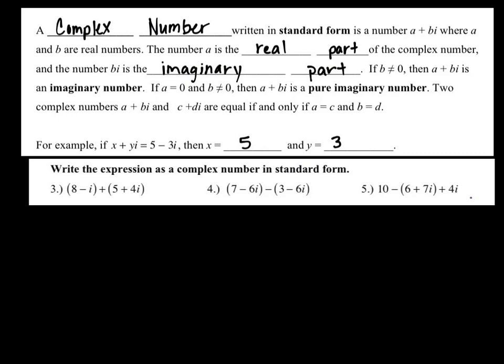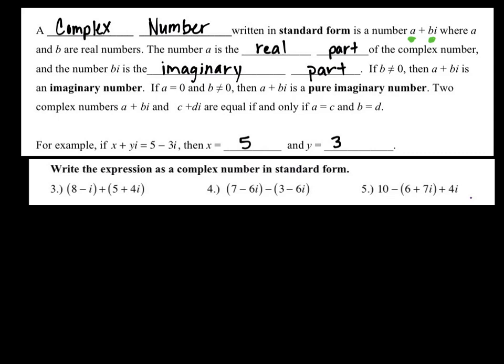So a complex number, complex is just another word for imaginary. So a complex number means that there has to be an imaginary part in there somewhere. So it's written in standard form when you have a plus bi, and that's when a and b are your real numbers. So the number a is the real part of the complex number, and the bi is the imaginary part. So for it to be in standard form, you need a single constant by itself, and then you need the imaginary part. You need one of each for it to be in standard form.